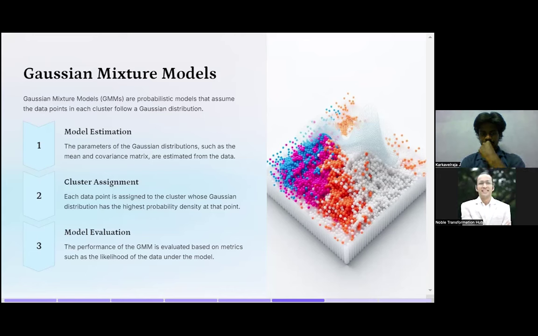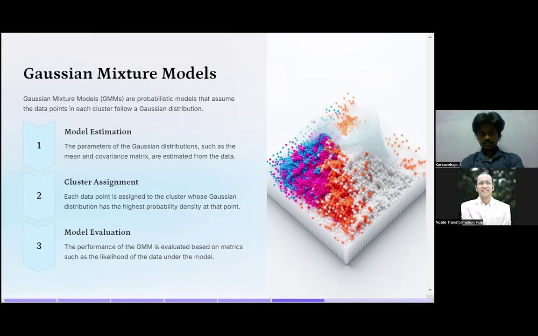He worked a lot on predictor models and probabilities, and he created a lot of probabilistic models. So, model estimation: the parameters of the Gaussian distribution, such as the mean and covariance matrix, are estimated from the data. So the mean and covariance matrix are estimated from the data.